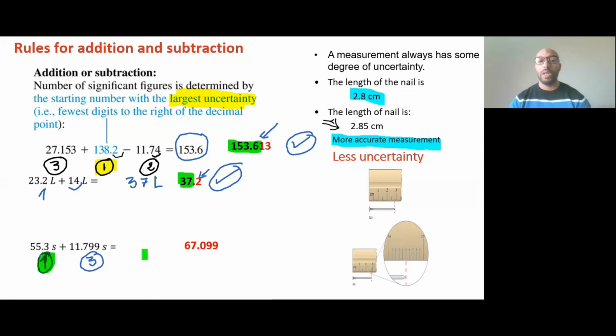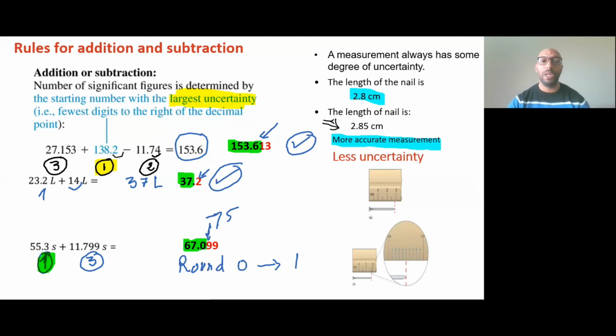In this example, we get the result 67.099 seconds. So how many digits after the point? We will choose just one digit, but as I told you, you have to be very careful. Here we have 9. 9 is greater than 5. So what we will do, we have to round. What we will round? We will round this 0 to the 1. Why? Because 9 is greater than 5. So we have to round this 0 to the 1.